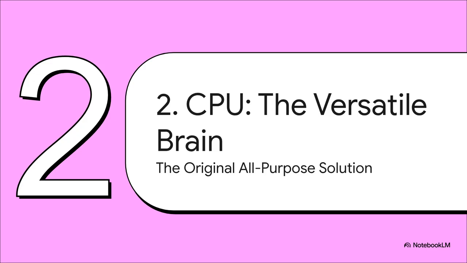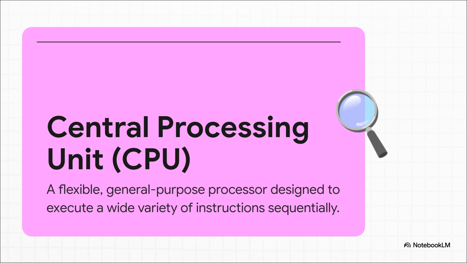All right, so let's kick things off with the OG, the original all-purpose solution, the CPU. The absolute best way to think about it is as the conscious, decision-making brain of any computer. The central processing unit, or CPU as we all know it, is really the cornerstone of all computing. It's a master of all trades. It's designed to handle the millions of different, varied instructions it takes to run your operating system, your web browser, your business software. It's the thing that's actually making sure everything plays nice together.